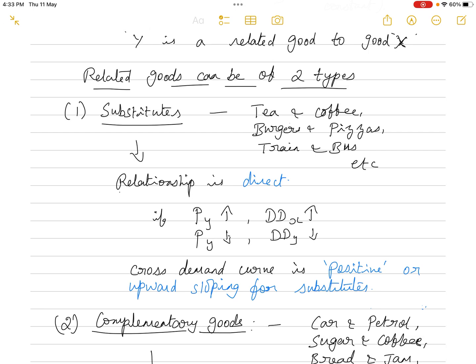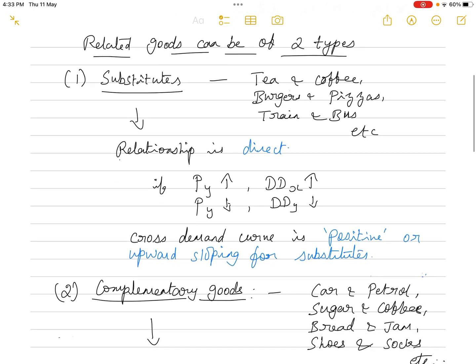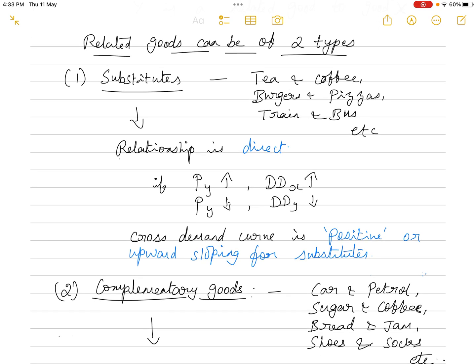Commodities which replace one commodity with the other are called substitutes. And what is the relationship here? For substitute goods, the relationship is direct. Why am I saying it is direct? Because if the price of tea increases, the consumer will demand more coffee, isn't it? So what is happening here? The price of tea is increasing, and the demand for coffee is increasing. Here we are taking into account the price of tea and the demand for coffee. We are not taking the price of tea and the demand for tea, that is the law of demand.